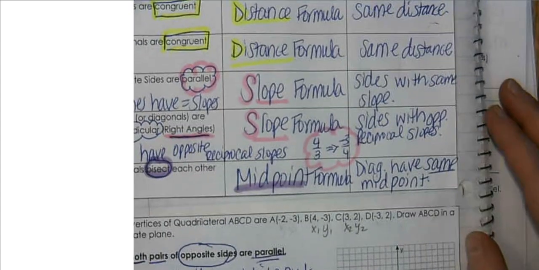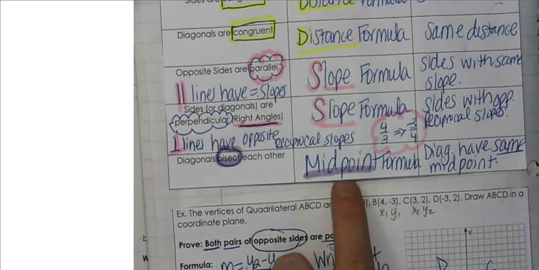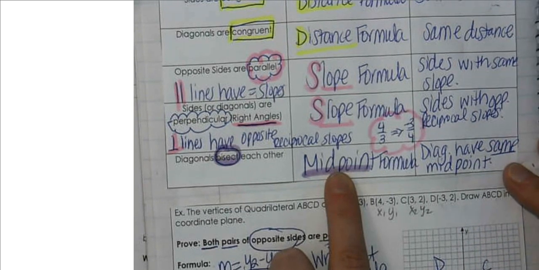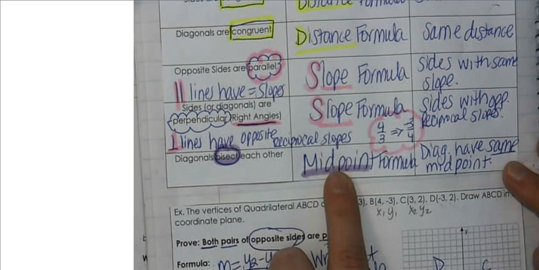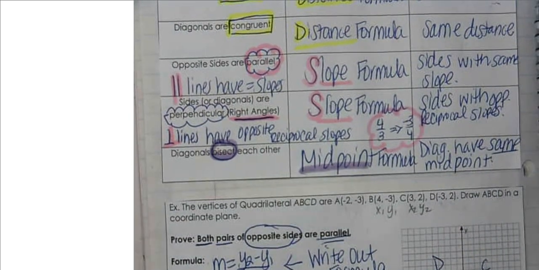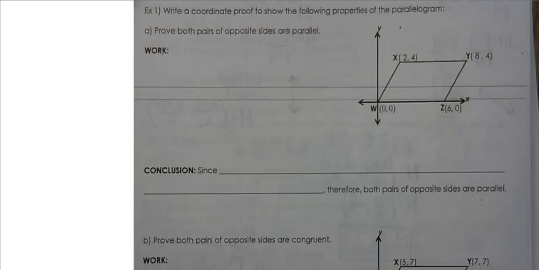Finally, if you are asked to prove that the diagonals bisect each other, that means that you're going to work with the midpoint formula. And what you want to show is that the diagonals have the same midpoint. So this is everything that we want. These are all of the ways that we are going to be using our properties. So let's go ahead and get started with our very first problem.